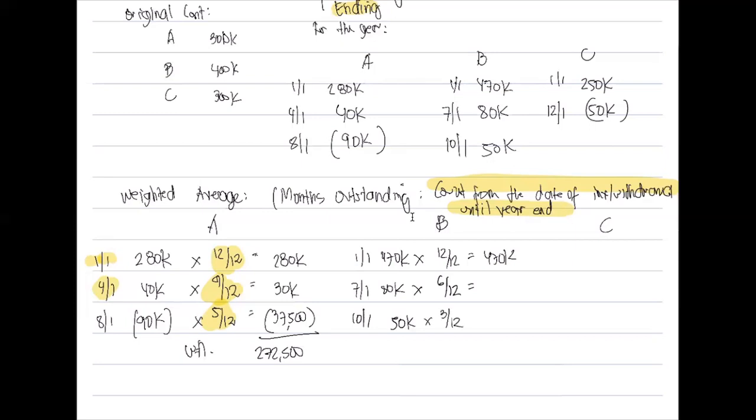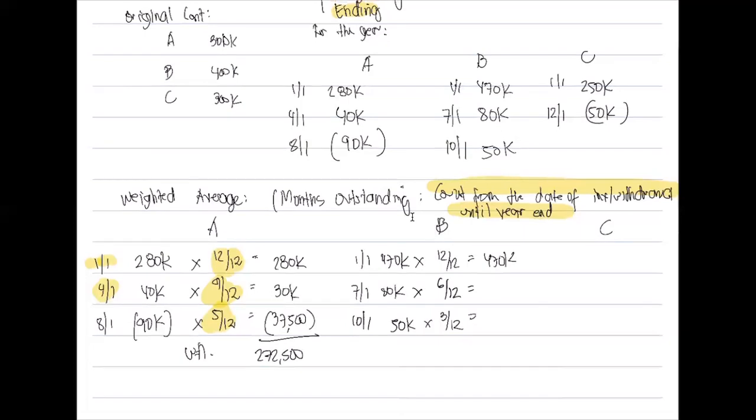Why 3? October, November, December. 3 months. 10 is October. So October, November, December, 3 months. So we get the amount. 80,000 times 6 over 12 is 40,000. Next, 50,000 times 3 over 12 is 12,500. So 470,000 plus 40,000 plus 12,500, we have 522,500 as your weighted average.